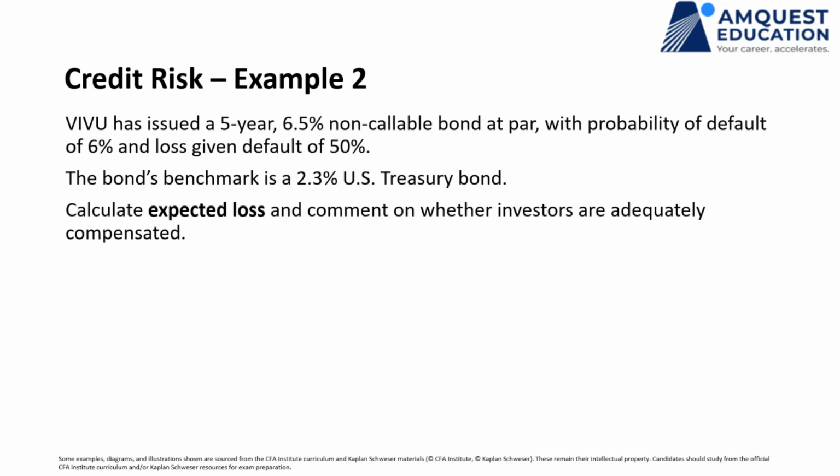Vivo has issued a 5-year, 6.5% non-callable bond at par. You have a coupon, you have a time, with probability of default at 6% and loss given default at 50%. Once again, I think it's more of a formula game.